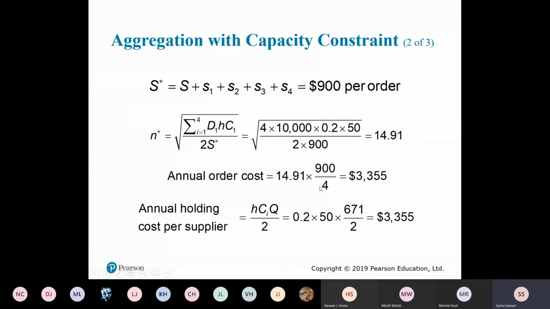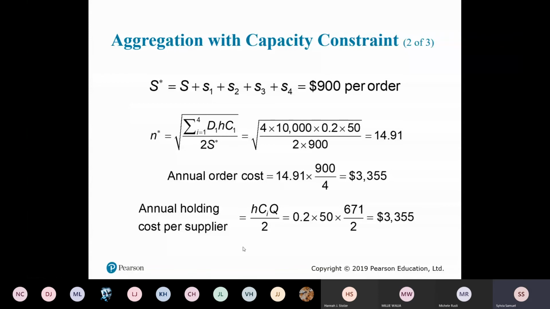So the order cost is 14.91 times 900 divided by 4. Why do we need to divide it by 4? This is for the units. And then we get the annual order cost of 3,355. For the holding cost per supplier, the formula again: 0.2 times 50 times the quantity, 671, divided by 2, which equals 3,355 again. So this is all from your textbook.